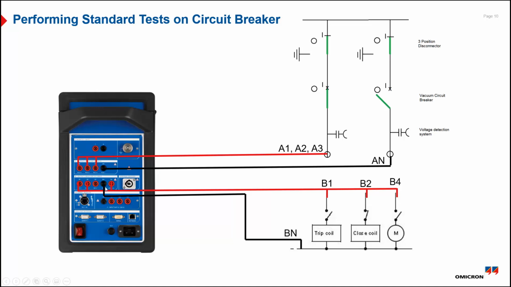And we give the commands for operating the breaker, trip coil, close coil, and motor via B-row. So we connect B1 to trip, B2 to close, and B4 to motor, and BN is connected back, putting the signal back to the source. With this, we can perform all the measurements we talked about. And alternatively or optionally, we can connect to auxiliary contacts also along with the main contacts to perform the measurements. And we are going to look into this a little bit more in detail.